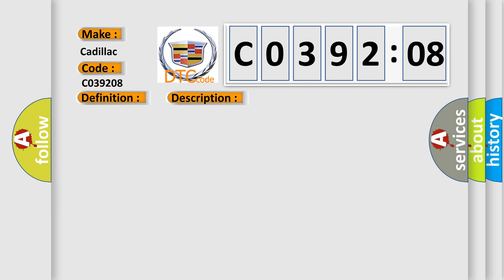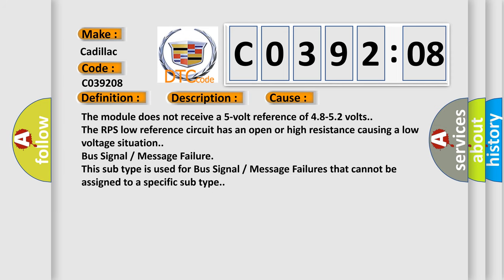This diagnostic error occurs most often in these cases. The module does not receive a 5-volt reference of 4.8 to 5.2 volts. The RPS low reference circuit has an open or high resistance causing a low voltage situation. Bus signal message failure. This subtype is used for bus signal message failures that cannot be assigned to a specific subtype.